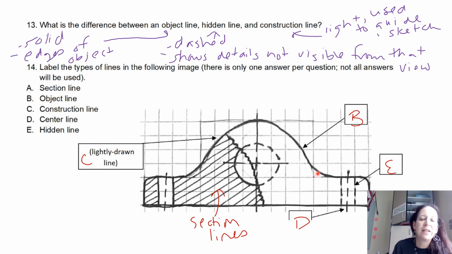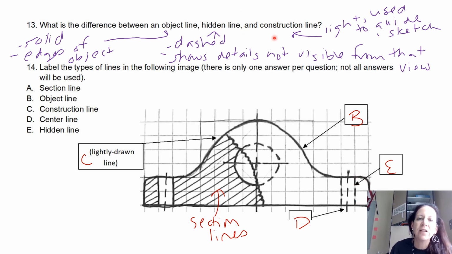Okay, this one, when we did this in class, we actually reversed the order. So an object line, this says it's solid and it represents the edges of the object, specifically the edges that are visible from that particular view. And then looking at this sketch, here is an example of an object line right there. A hidden line is dashed, and it shows details not visible from that view. So from that view, it's probably going to look solid, or it might look like something else, but there's something happening behind it. This right here, answer choice E, this is an example of a hidden line.